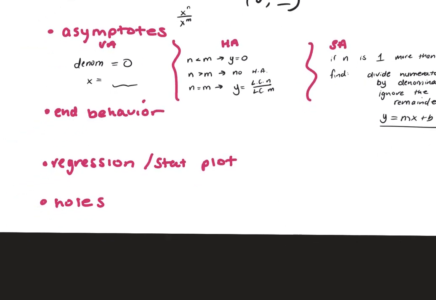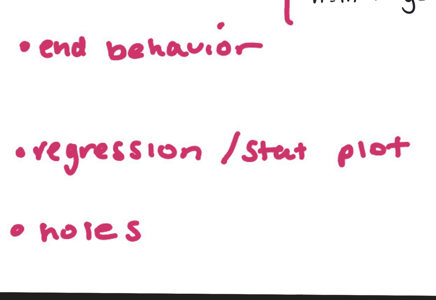All right, then you had end behavior here. So you had your limit notation. It would say the limit as x approaches, and end behavior would go to positive infinity and negative infinity.